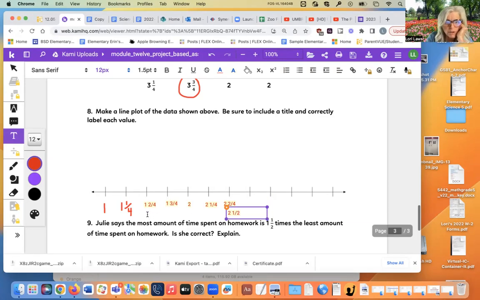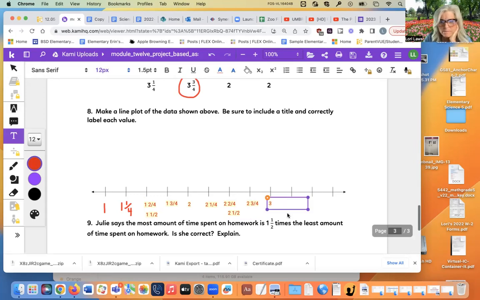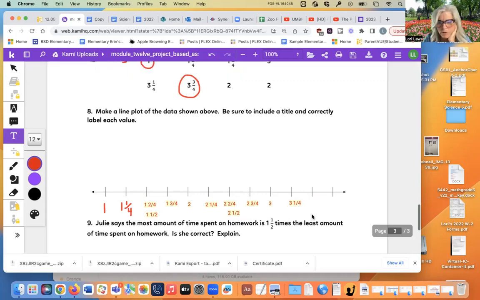Here you could go over here and say this is 1 and 1/2, because you know that. All right, 2 and 3/4, and 2 and 4/4 or 3. Here's 3 and 1/4, 3 and 1/4. Remember that we hope to end at 3 and 3/4.